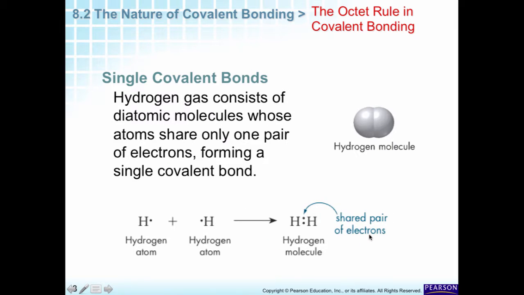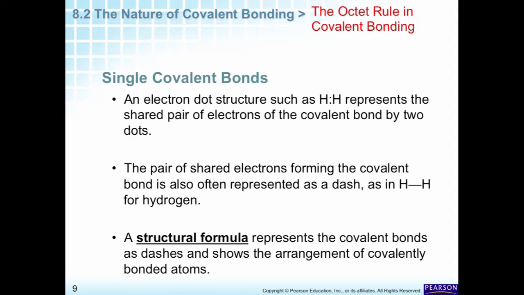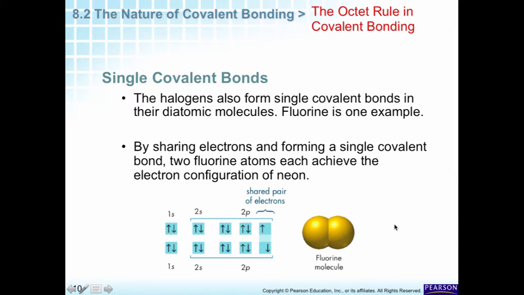Okay? So basically that's what I just showed you. There's a shared pair of electrons, so that's called a single covalent bond. So a structural formula is this one here, and we use dashes instead of the dots. So a dash means 2 dots, which means 2 electrons.